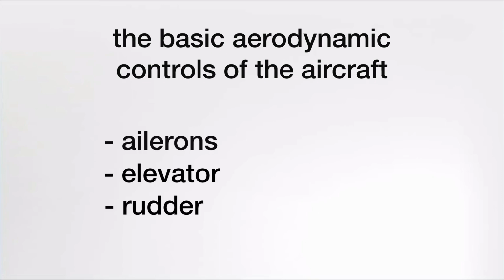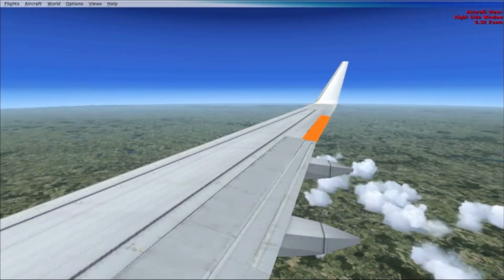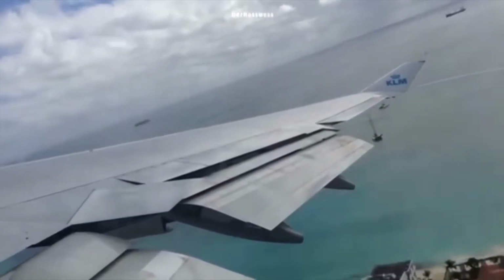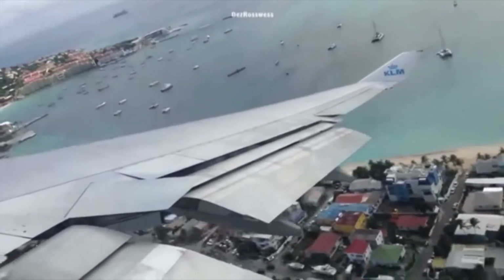Now let's look at the basic aerodynamic controls of the aircraft. There are three again: ailerons, elevator and rudder. The ailerons are located on the wings. They are used to turn the aircraft around its longitudinal axis. The ailerons usually work in opposite.